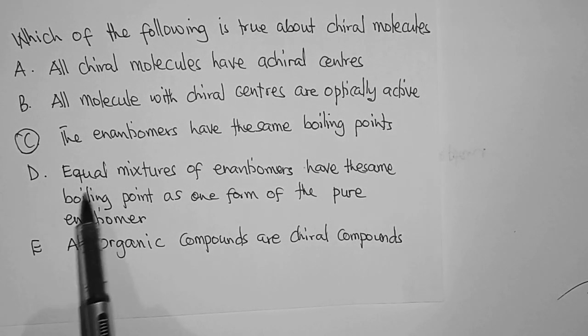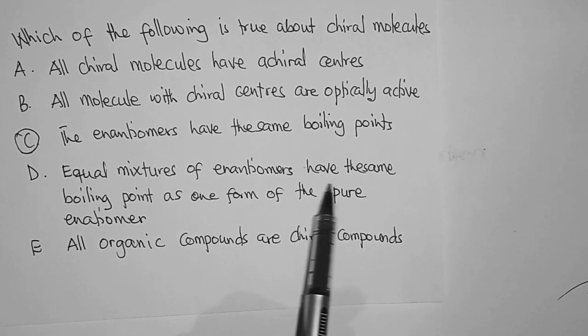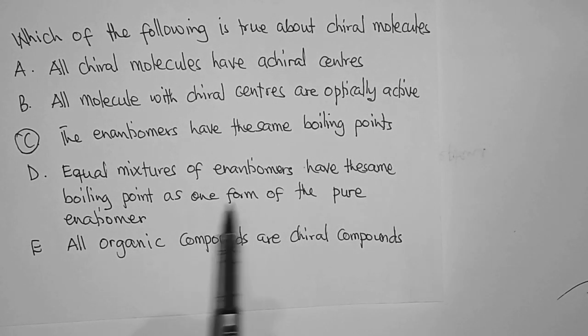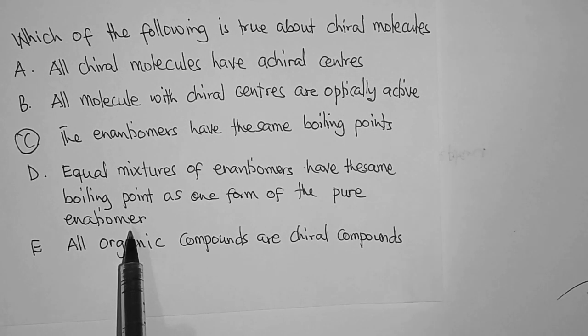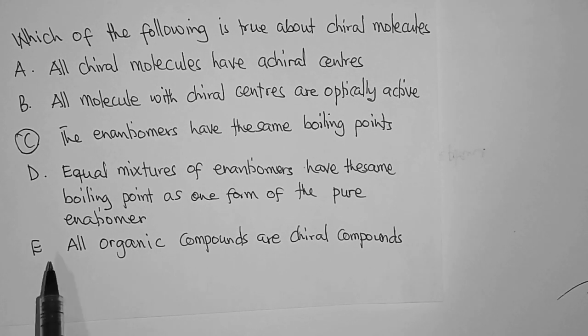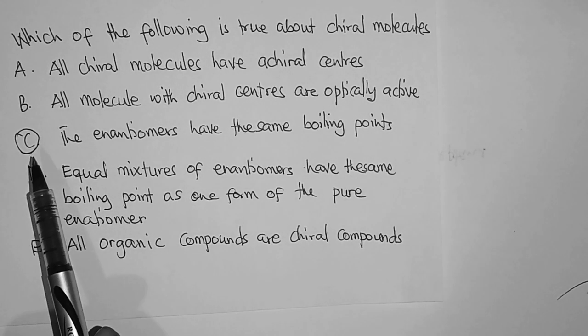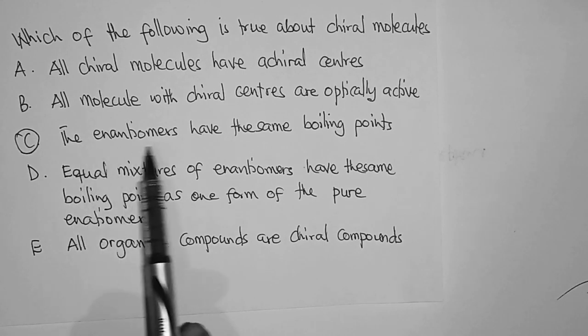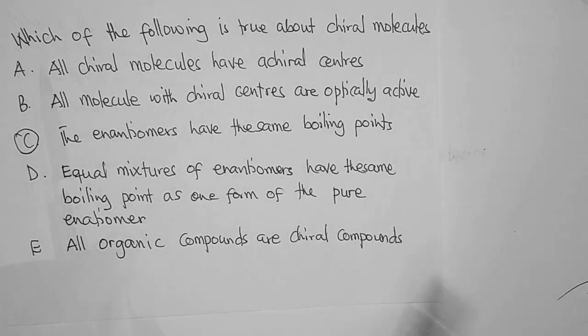However, let's check the other answers. D. Equal mixtures of enantiomers have the same boiling point as one form of the pure enantiomer. That is not a true statement. And then E. All organic compounds are chiral compounds. This is also not true. So the only true statement is that enantiomers have the same boiling point.